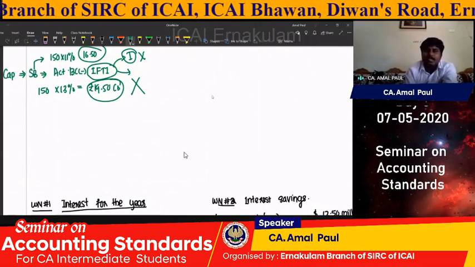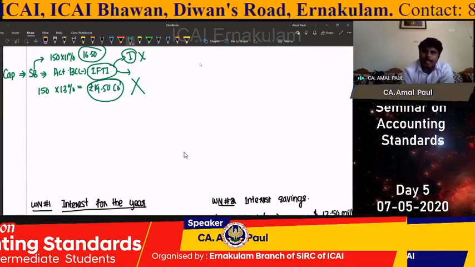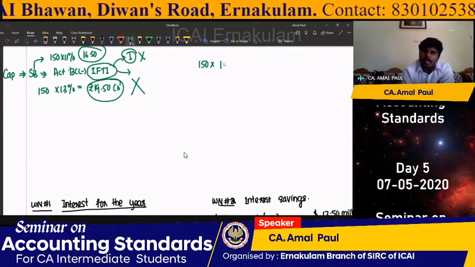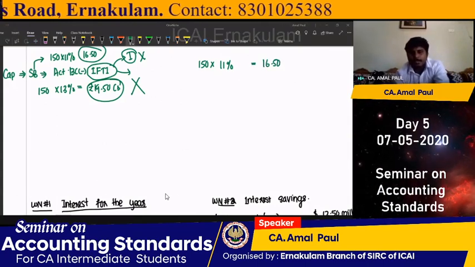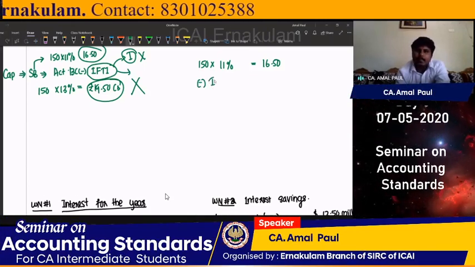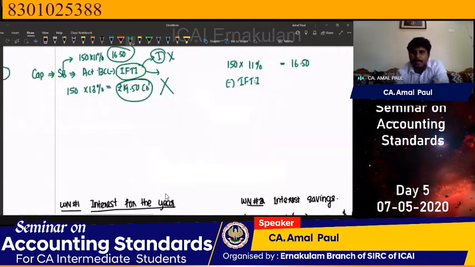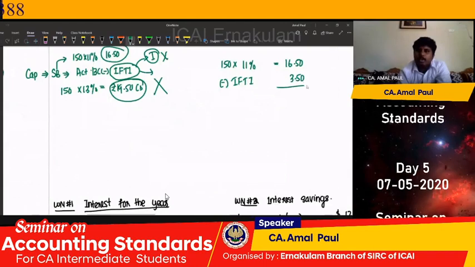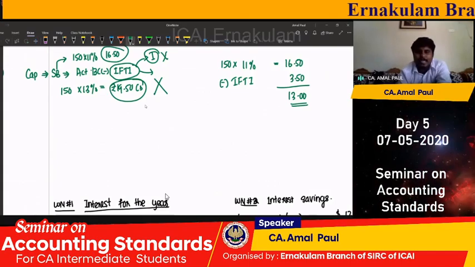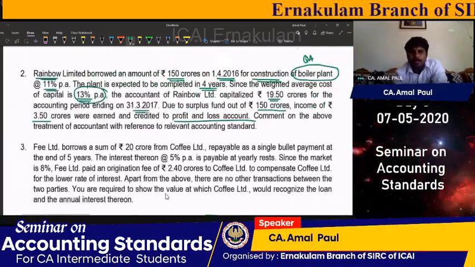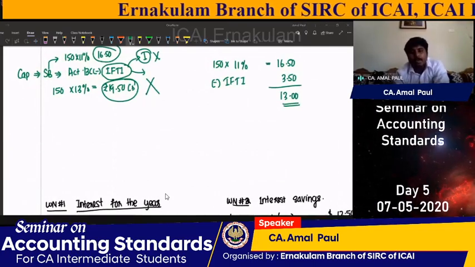Therefore, what is the actual amount you can capitalize? Your capitalized amount should be 150 into 11 percentage, that is equal to 16.50 crores, less income from temporary investment, that is nothing but 3.5 crores. Therefore, you can only capitalize 13 crores, whereas you had capitalized 19.5 crores, which is not in accordance with AS 16.